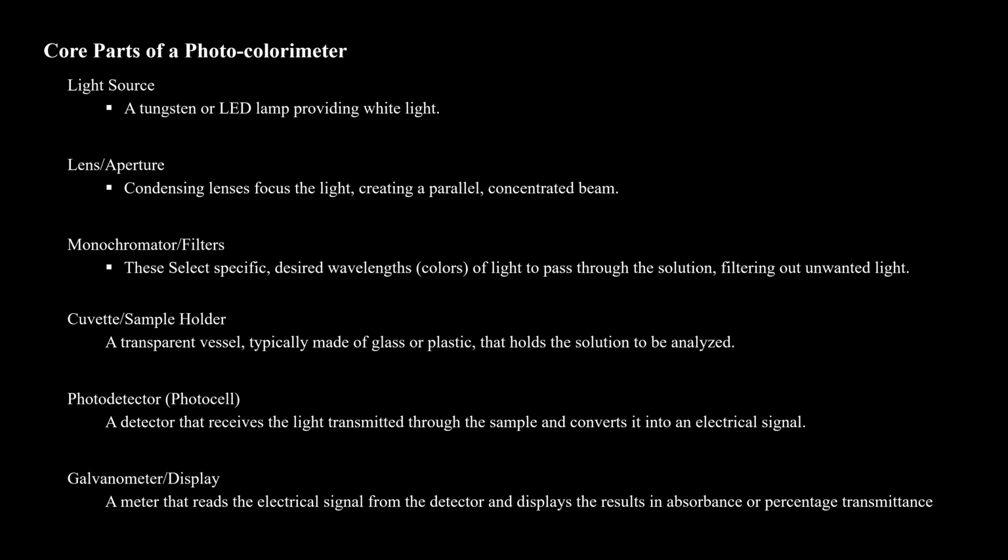Parts of a photocolorimeter: the light source is a digital LED lamp with a lens apparatus. The condensing lens creates a parallel, concentrated beam. The monochromator filter filters out unwanted light as it passes through the solution. The cuvette, glass or plastic, holds the solution for analysis. The photodetector, or photocell, converts the light transmitted through the sample into an electrical signal. The galvanometer sends the signal from the detector to the display to show the result as absorbance and percentage of transmission.